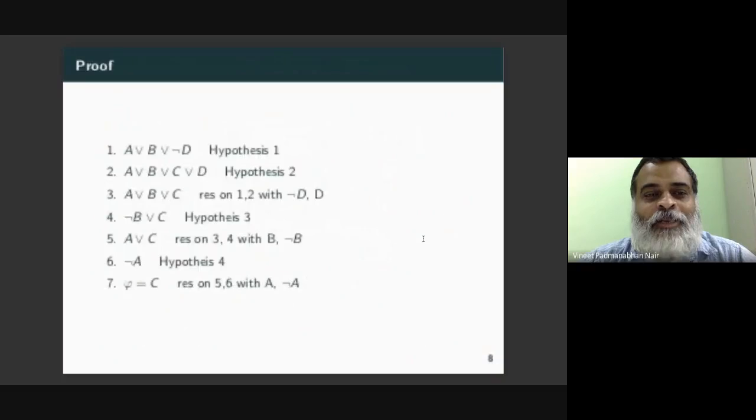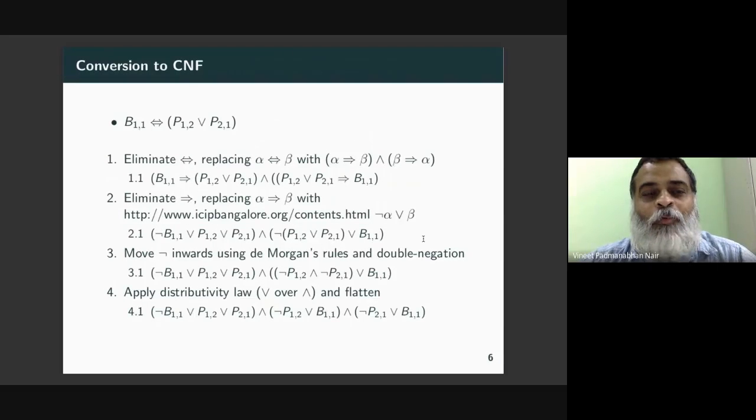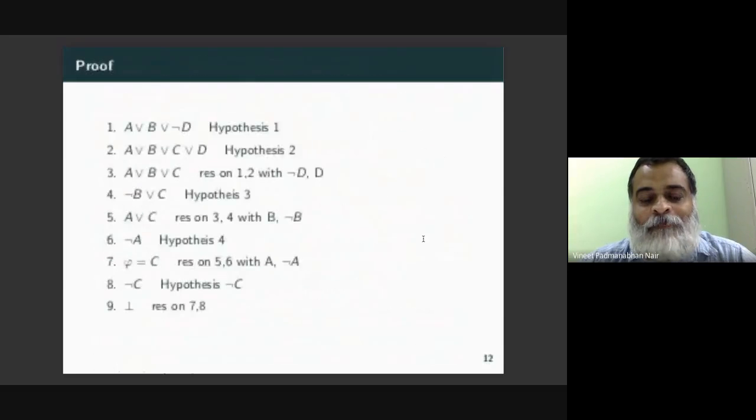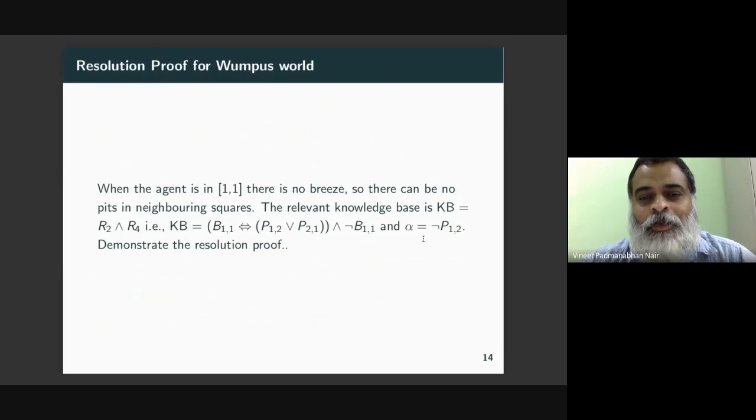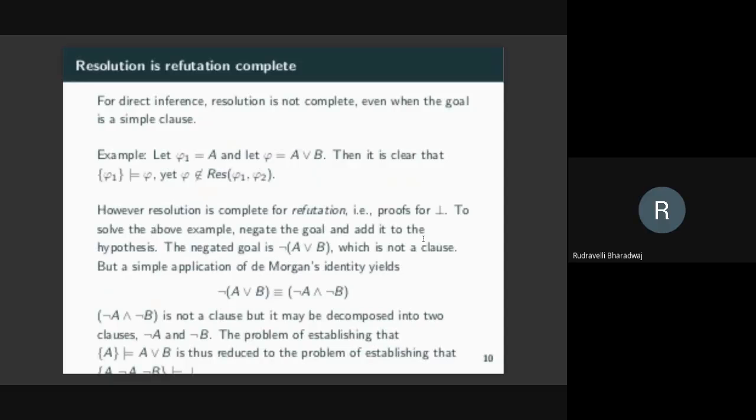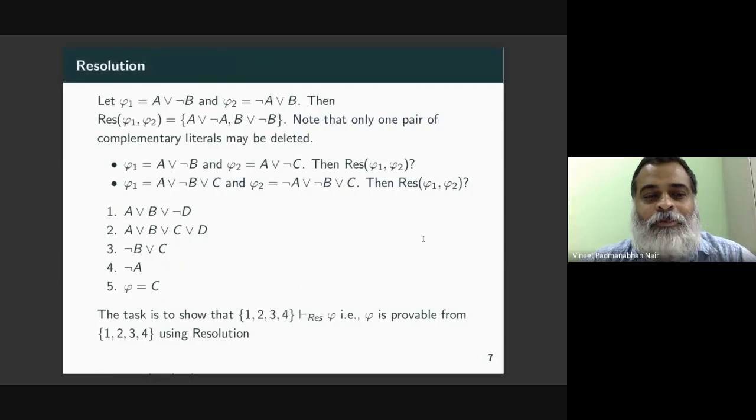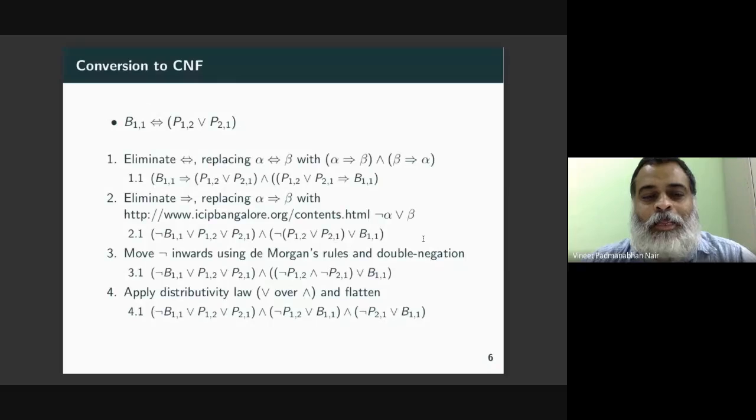So I think we did it in the previous slide. B11 if and only if P12 or P21. I think that is the same thing I have asked here. Correct. So you first convert that into this format. Okay. Yes, whatever I have given here as 4.1 is what you get as the clausal form. So this has three clauses, sorry, not conjunction. It is a conjunction of disjunctions, so three clauses you have.